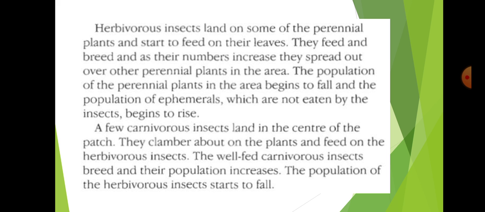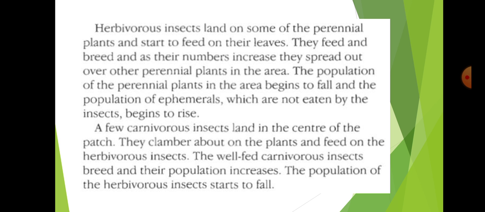Herbivorous insects land on some of the perennial plants and start to feed on their leaves. They feed and breed, and as their number increases, they spread out over other perennial plants in the area. The population of the perennial plants in the area begins to fall, and the population of the ephemeral plants, which are not eaten by the insects, begins to rise.